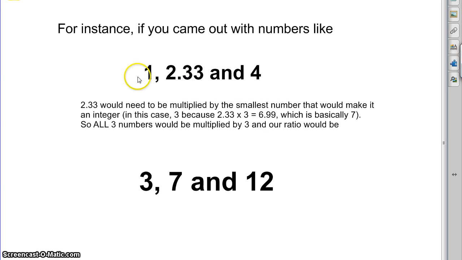But since, again, we're comparing the amounts of the different things, we can't just triple that. We've got to triple all of them. So 1 times 3 is 3, 2.33 times 3 is 7, and 4 times 3 is 12.